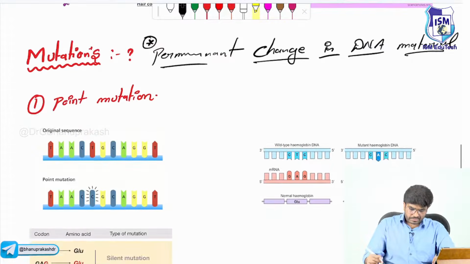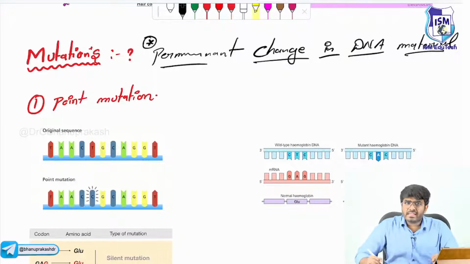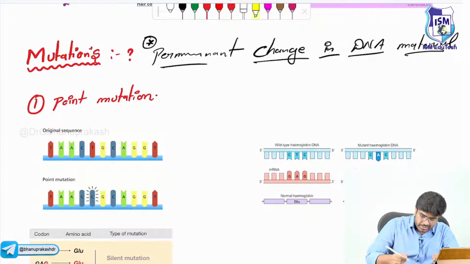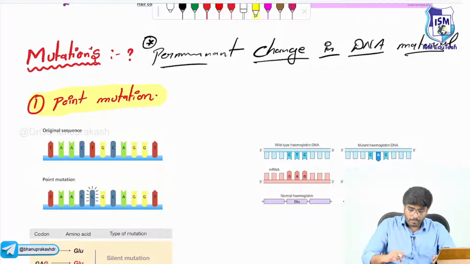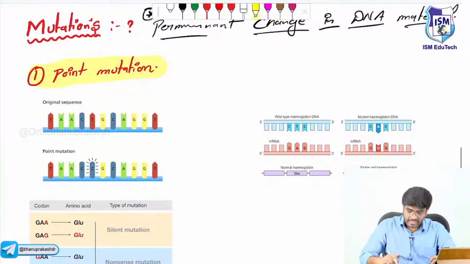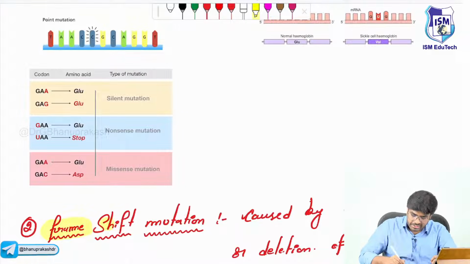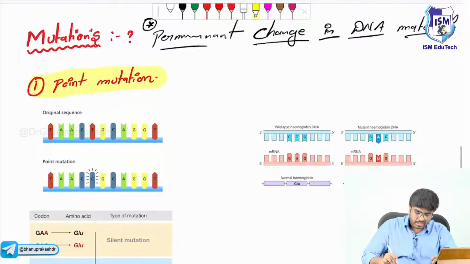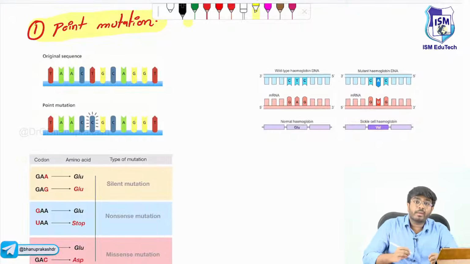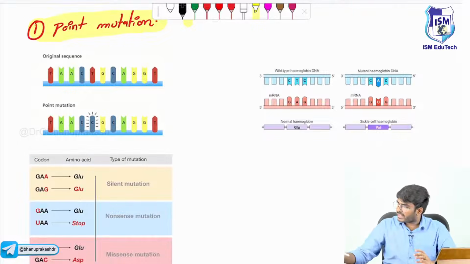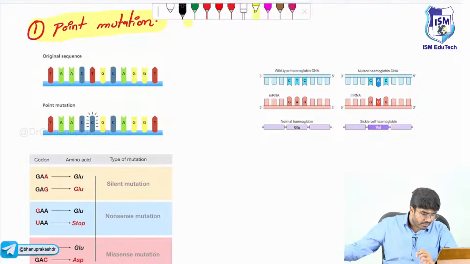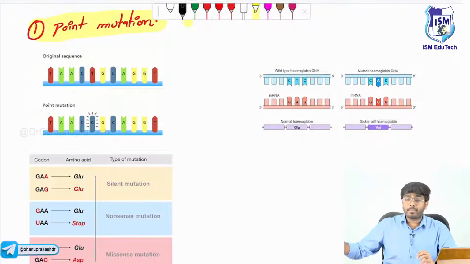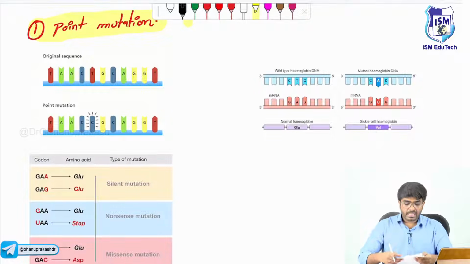Now, for your exam, what you should know is point mutation. How many types of mutations are there? There are two types of mutations: point mutation as well as frameshift mutation. So first, what exactly are point mutations? Permanent heritable change, which means these changes can also get inherited by the offspring.